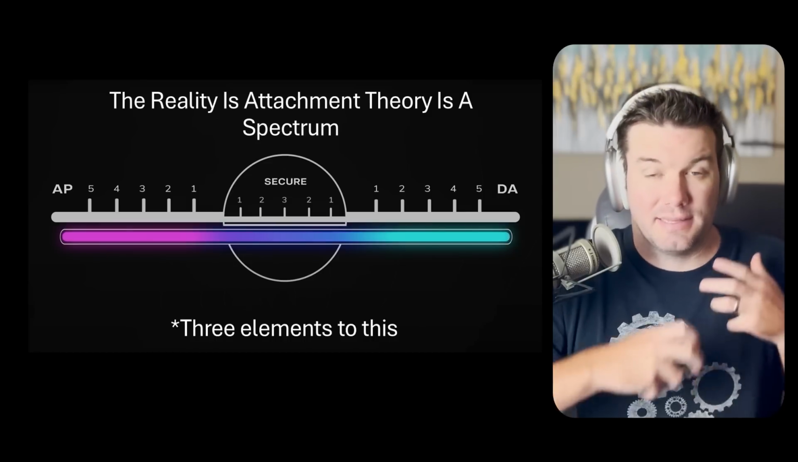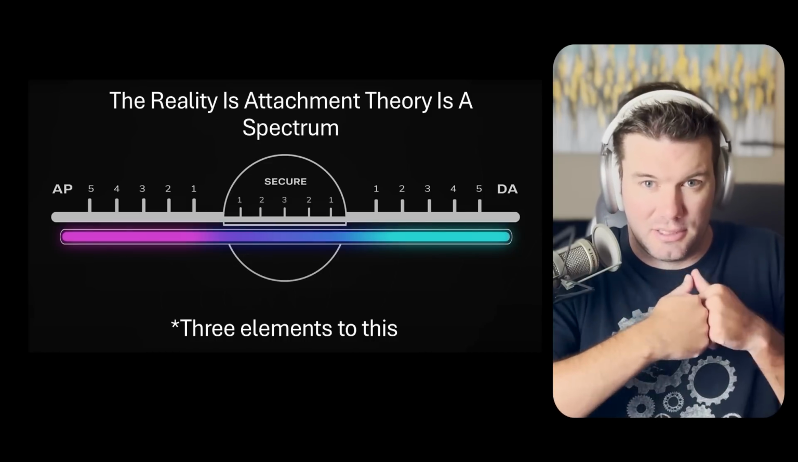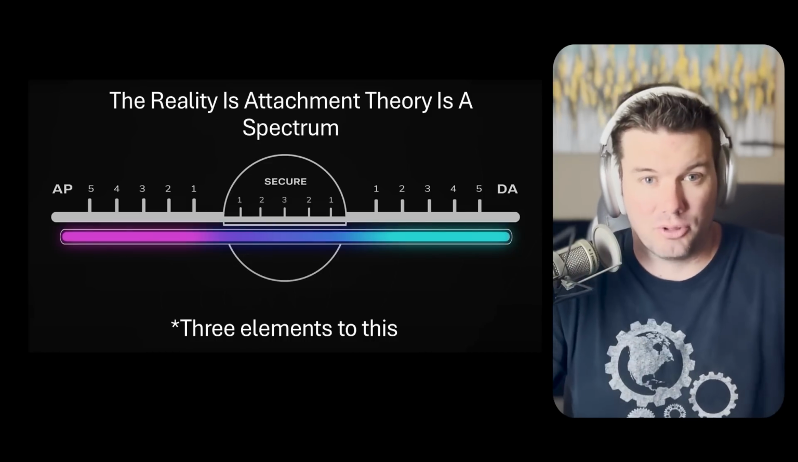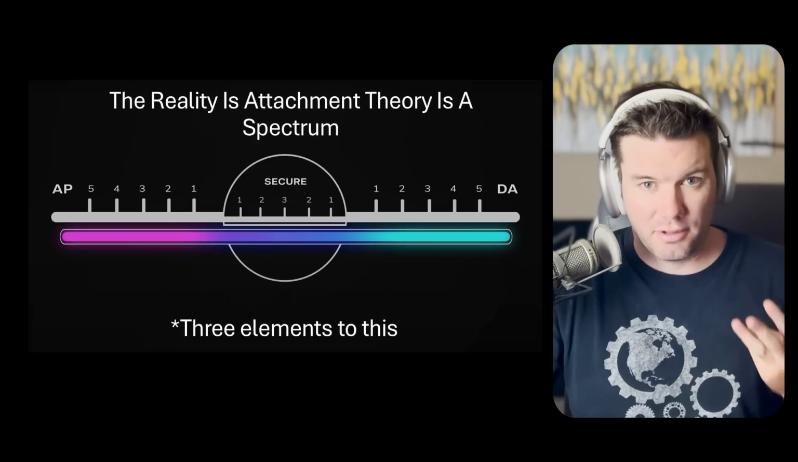Because the truth is, real people don't actually fit that cleanly into boxes. And when you force them into a box, you'll end up misreading their behavior and missing what's really happening underneath. And to be honest, that's exactly why so many people tend to get blindsided by avoidance. The reality, though, is that attachment theory is a spectrum. This spectrum, in fact. And there are really 3 elements to this.